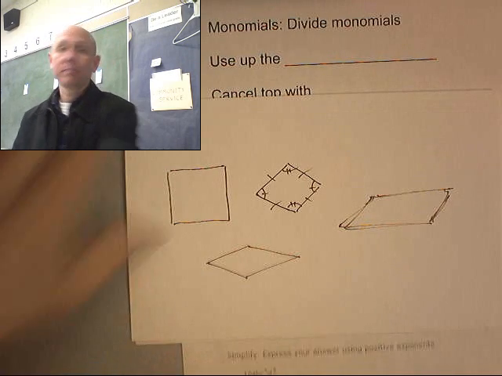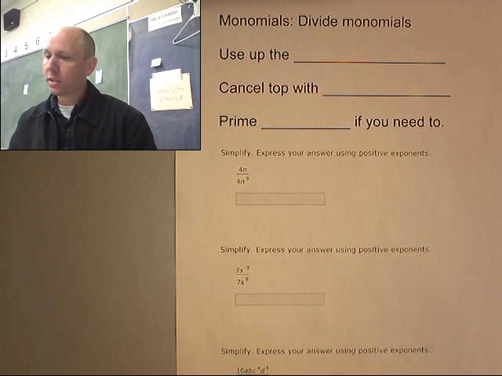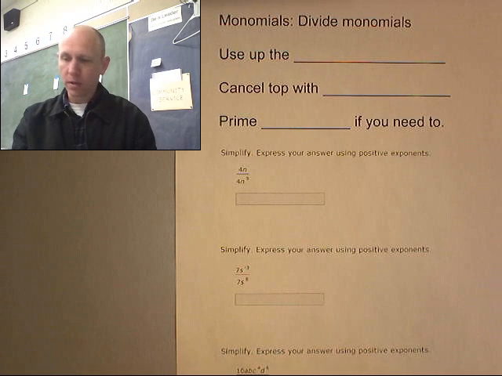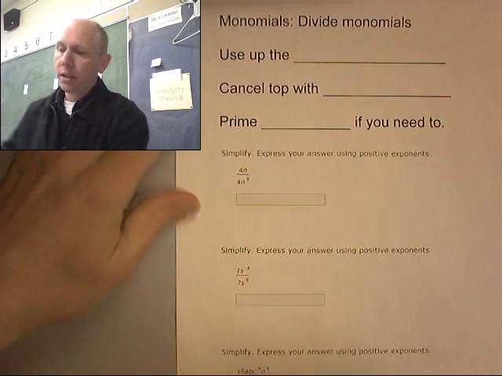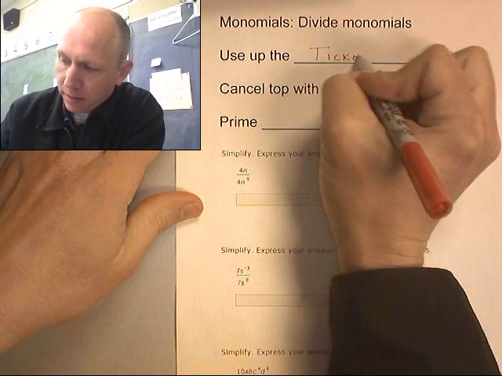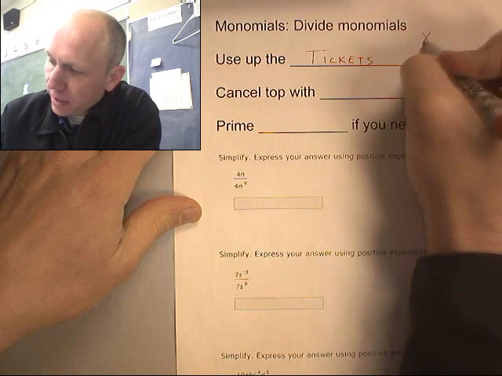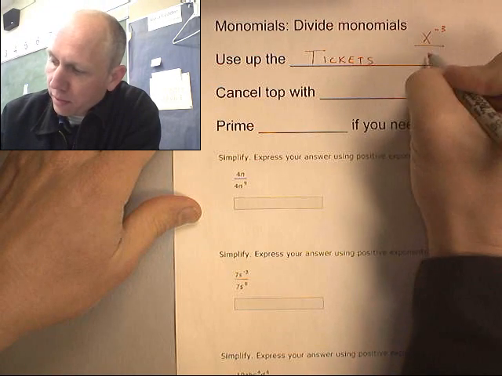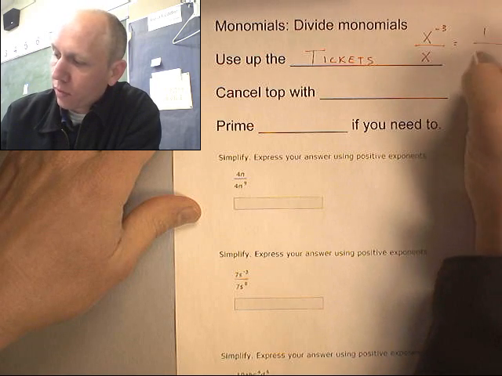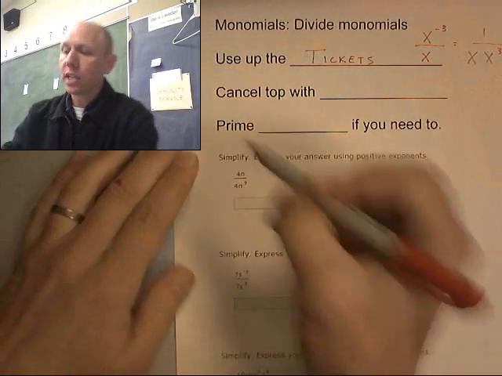This is rough. Okay, let's go back to some algebra. Monomials. We're going to do some division of monomials. A couple of things. You've done this before. Use up the tickets. Remember how tickets work? If I have something like x to the negative 3 over x, that x to the negative 3 would go down to the bottom, so this would be 1 over x to the third. Use up your tickets, and then we're going to end up canceling top with bottom.